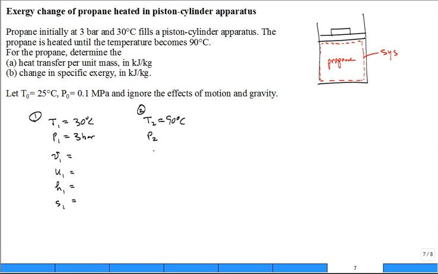Okay, over here, you might need V2, or you might not. You might need U2, H2, and S2. After you solve a couple of these problems, you know which properties you need right away. Looking at the information, we know that the temperature T2 is 90 degrees C, but I need one more property. I need to determine one more property in order to fix the state, to jump into the tables to get the other properties. For this problem, what other property is readily determined or deduced?